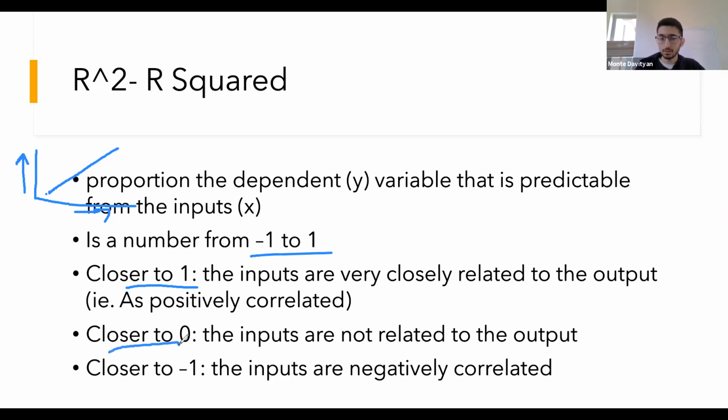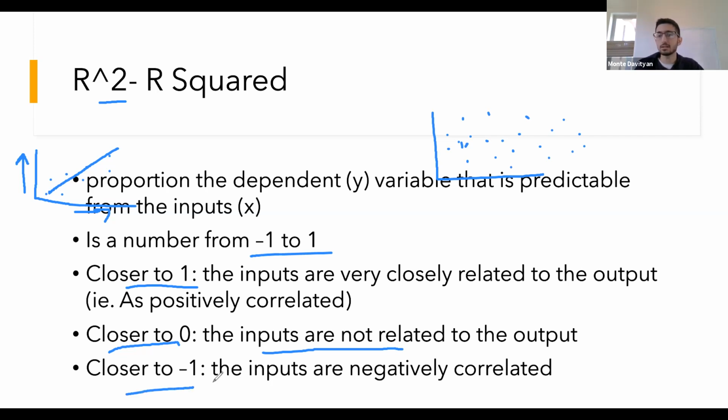The closer to zero it is, the inputs are not related, or they're less related. For example, let's say we have some data points like that. It's sort of sideways, or it's sort of random. There's not really a clear correlation between the inputs and the outputs. And so our R squared value is going to be pretty low because the correlation between the inputs and outputs is low. Versus in this case where the correlation is pretty high and positively correlated. The next value is closer to -1.